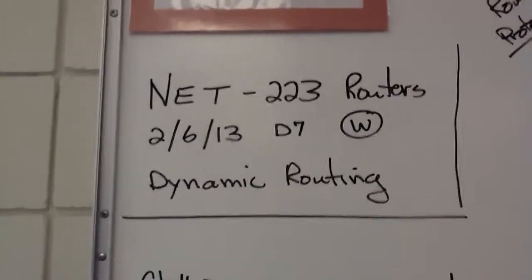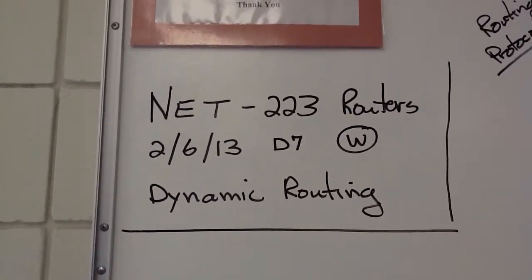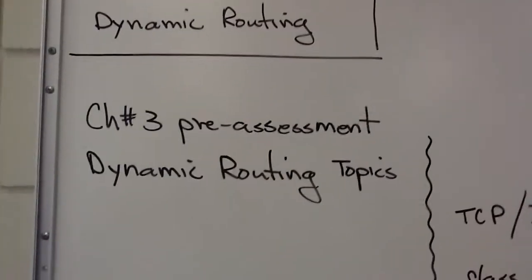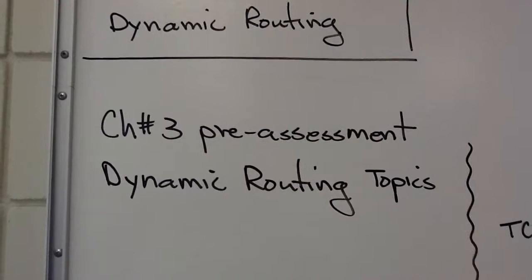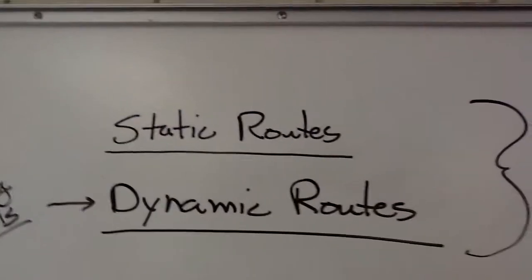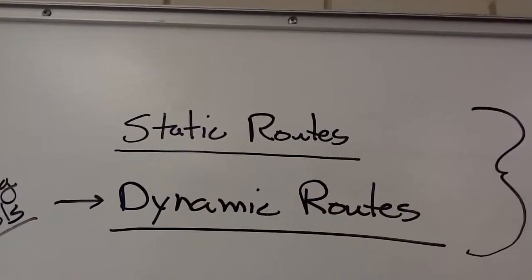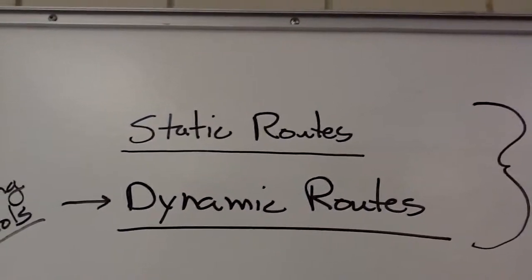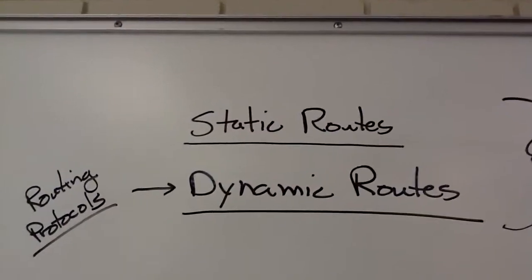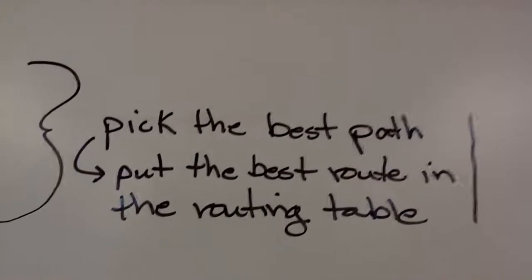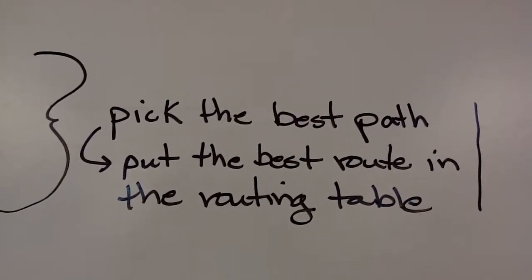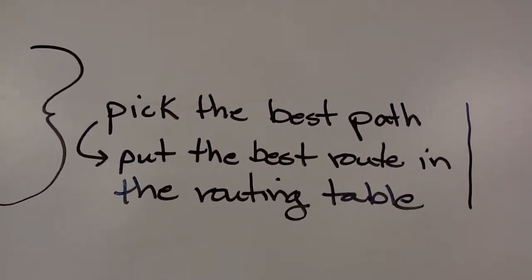Alright, Wednesday, this is week 4. Students did the pre-assessment on the chapter on dynamic routing, and then we talked about it. First thing we talked about were static routes and reviewed some of the issues and things we had concerning static routes. And then we started talking about dynamic routes, using routing protocols. We emphasized the idea to pick the best path, put the best route in the routing table.